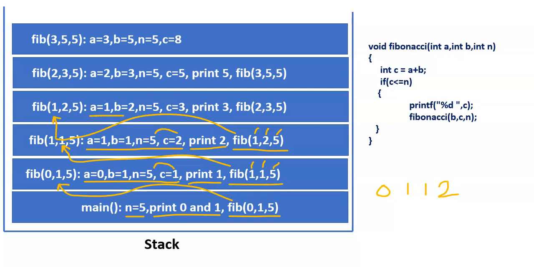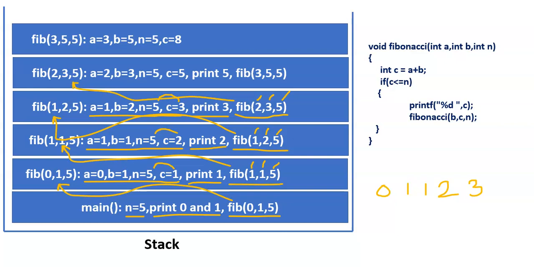Here a value is 1, b value is 2 and n value is 5. And after calculating C value, a plus b, that is 1 plus 2, 3. Again condition here, C value is less than or equal to 5. 3 is less than or equal to 5. So C value is printed, which is 3. And then Fibonacci function is called again with values b value is 2, then C value 3 and then n value 5. Next another copy of Fibonacci function is created with values 2, 3, 5.